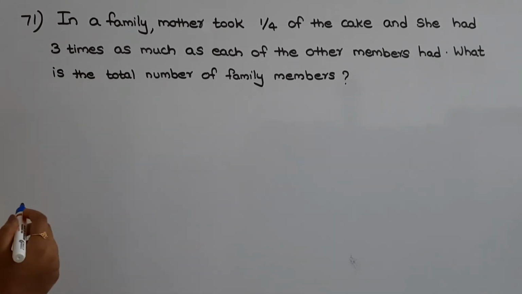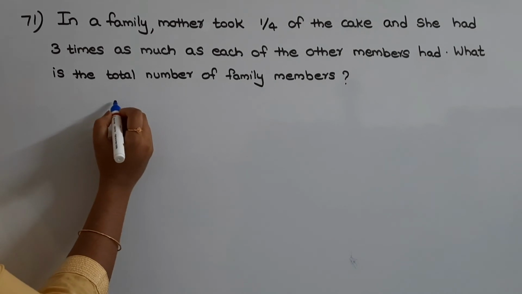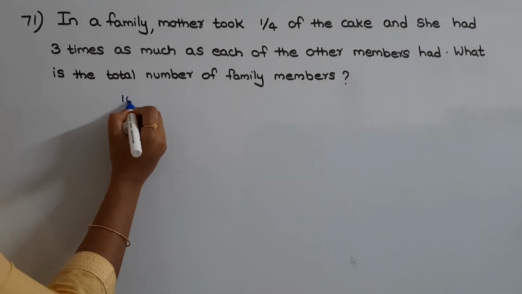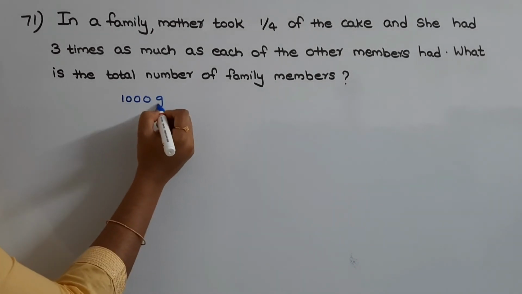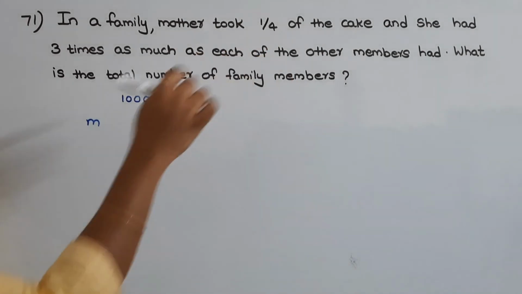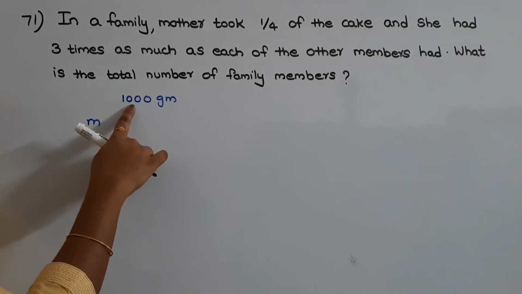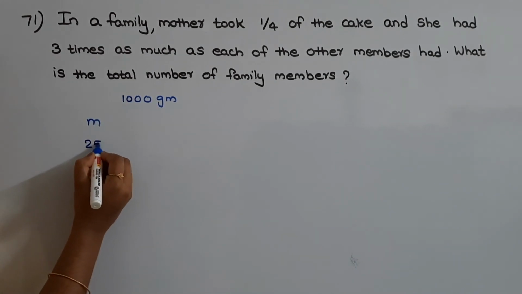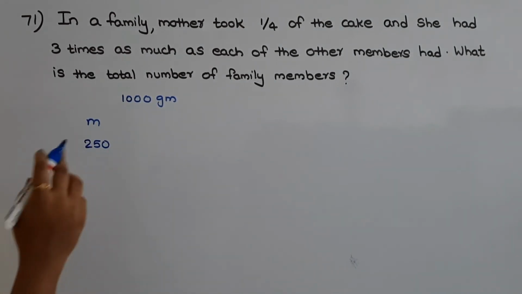Okay. So let us consider that the cake was of 1 kilogram. Okay. So let us consider the cake was of 1 kg, that is 1000 gram. Okay. Then they are telling that mother had eaten 1 by 4th of the cake. So 1 by 4th of 1000 will be 250 gram. Okay. So mother had eaten 250 gram.